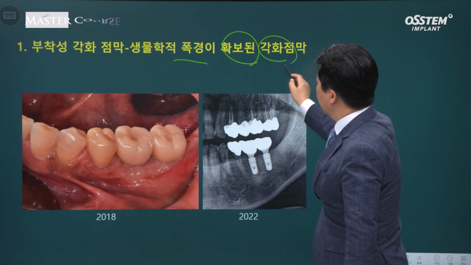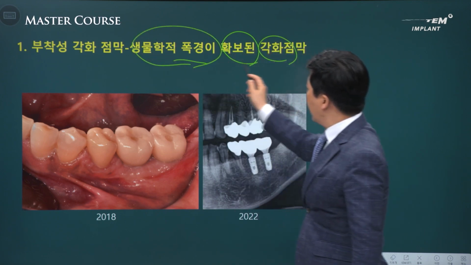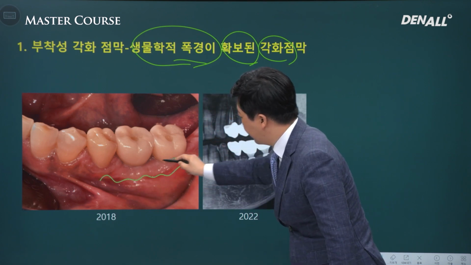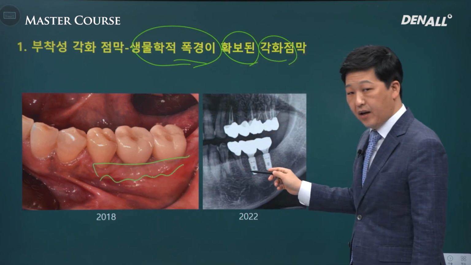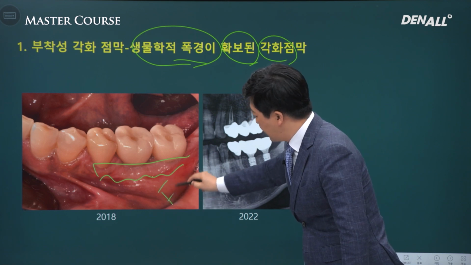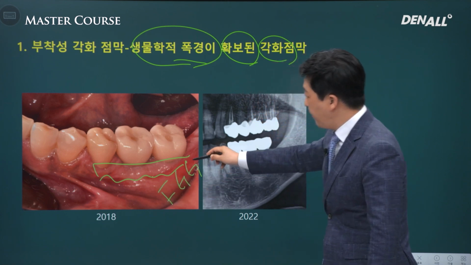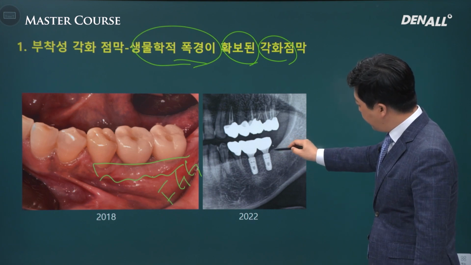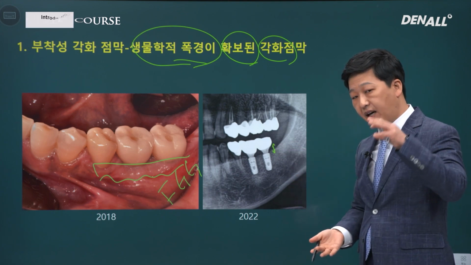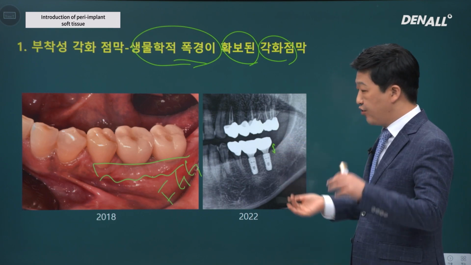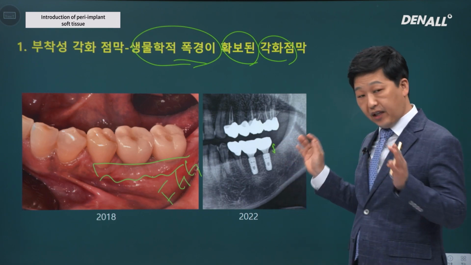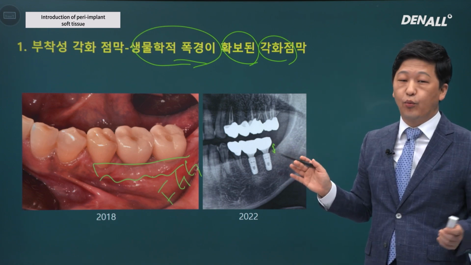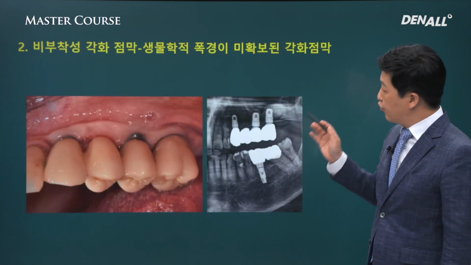First, attached keratinized mucosa. This is keratinized mucosa with biologic width. It's an example. As you can see, around the implant there is sufficient keratinized mucosa. Yes, FGG or free gingival graft has been performed. The thickness of peri-implant mucosa, or abutment height, is sufficient to maintain biologic width. In this case, the most stable prognosis can be anticipated.